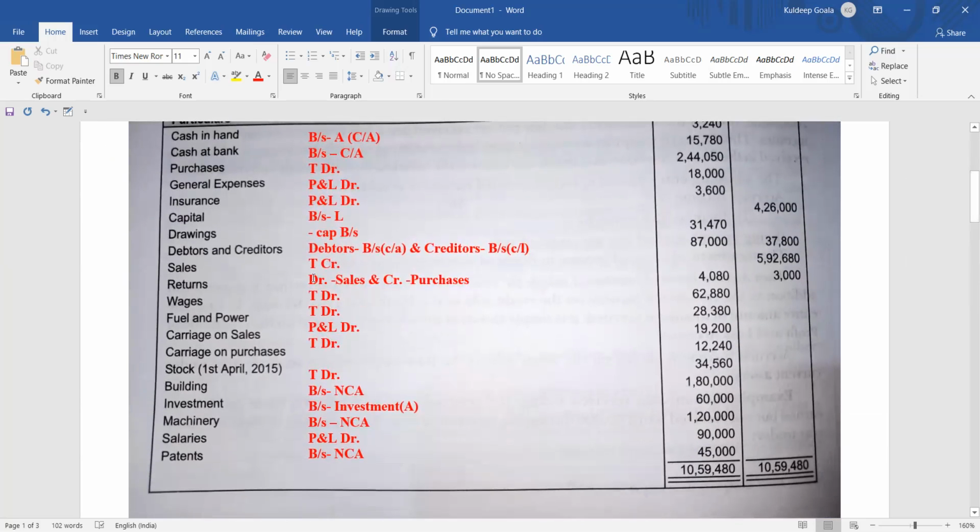After sales, what do we have? Let's see from the beginning. Where's the trading account? Yeah, trading account. Here we have wages, trading account debit side. How much? 62,880 rupees. We have the wages.